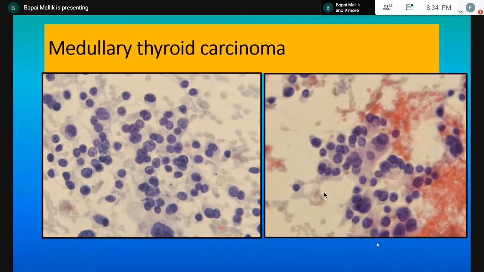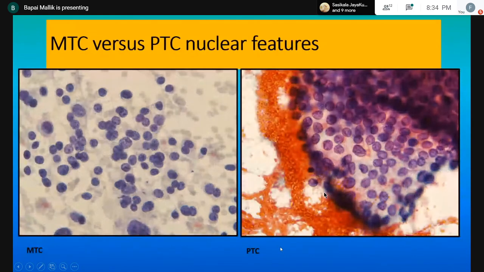When I try to appreciate the nuclear features, I always look at the PAP. And in the PAP, you can see the chromatin. It is a typical stipple, so-called salt and pepper chromatin, which is typical of medullary thyroid carcinoma. As you see over here. And if you want to just go to the next slide, I think this makes it very clear. What is the difference between a stippled chromatin of medullary thyroid carcinoma and the so-called tail chromatin with grooves of papillary thyroid carcinoma? I think this slide gives you a fair amount of idea.